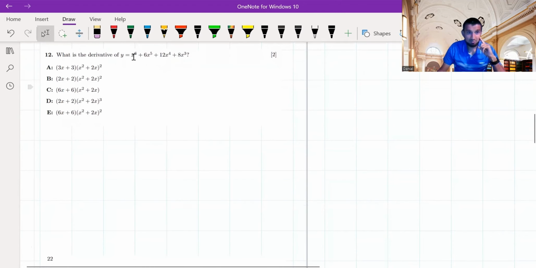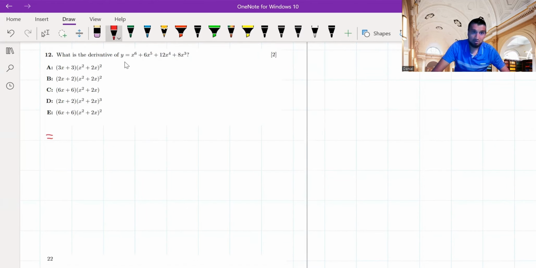What is the derivative of this? Okay, so let's derive it first. So times the power put in front, minus 1 from the power. So it'll be 6x to the power 5. But power times the number in front is 30. 5 times 6 is 30. We minus 1 from the power. So x to the power 4.